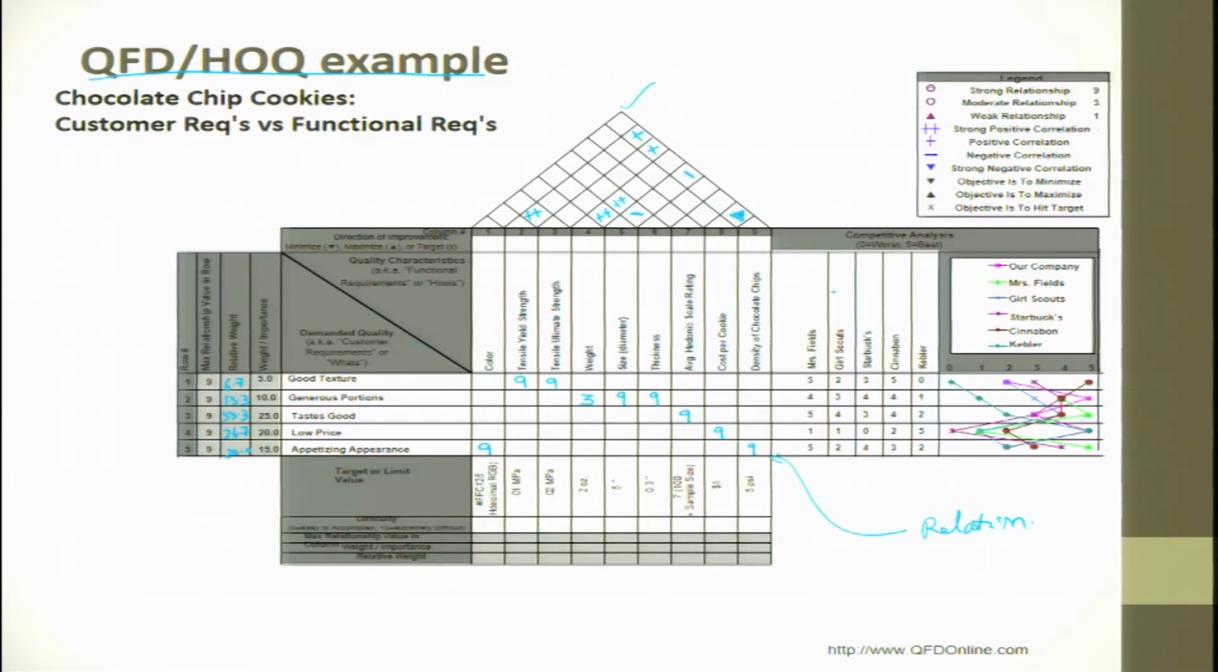You now have your competitor analysis that you are doing. 5 is the best and 0 is the worst. So you are trying to compete with the competitors and see how your rating is, or for this particular company, how their performance is in meeting the customer requirements. So, you are trying to get this done.